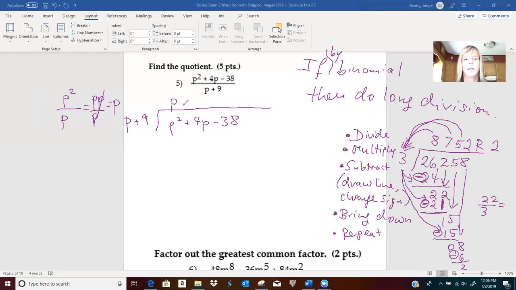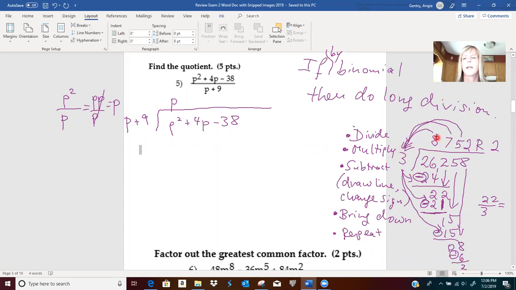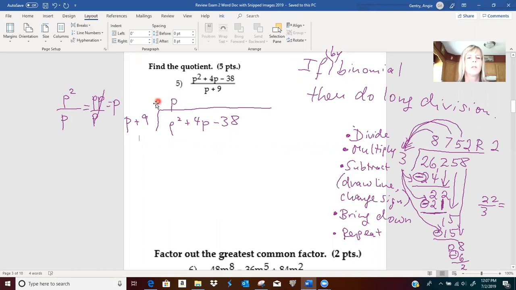So you did your dividing, daddy's turn. And then you do the multiplying. The thing that's a little different here, where over here, where did I have that? There's a spotlight. So here, after you divide and you had that 8, then you multiply that 8 times that 3. What we're going to do here is multiply this p through. So p times p and then p times 9.